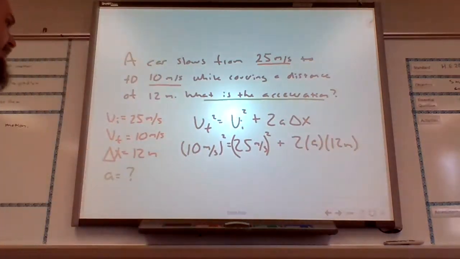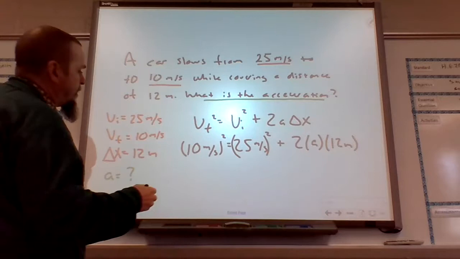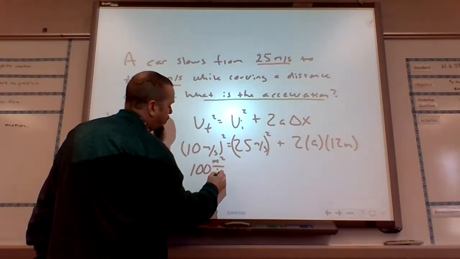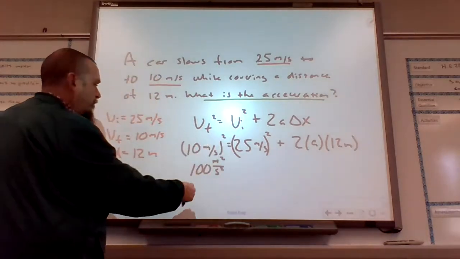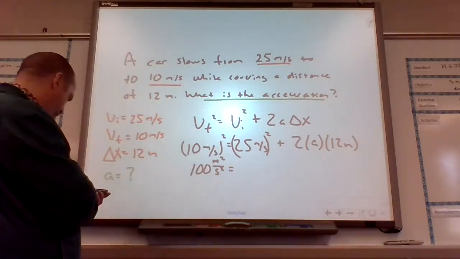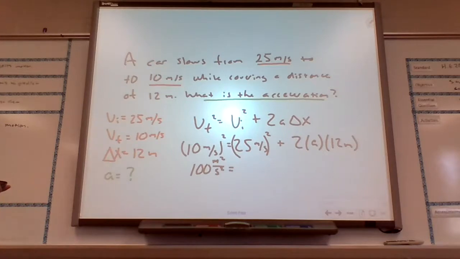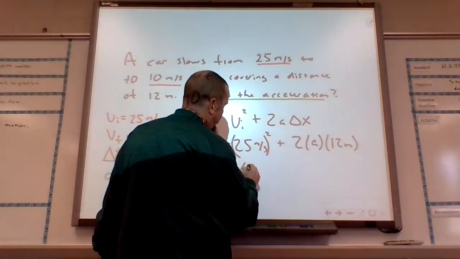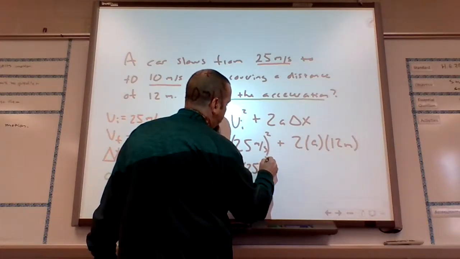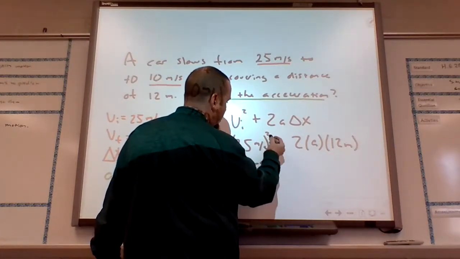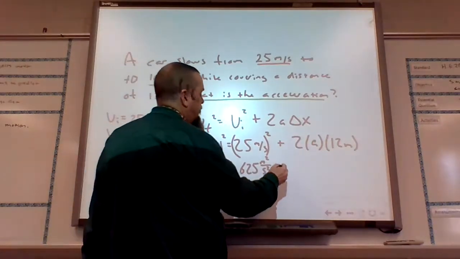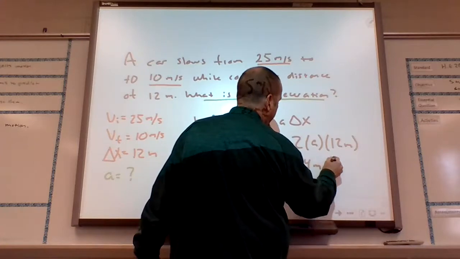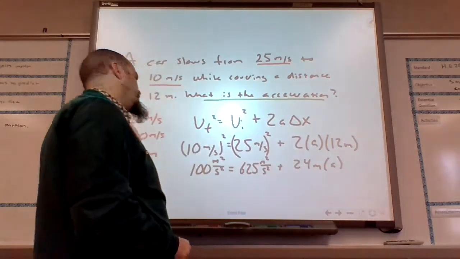Whole lot of simplification that we have to do here. So my 10 squared, that's 100. That would be meters squared per second squared. Not only do we square the number, but we have to square the unit. 25 squared is 625. And again, that's going to be meters squared per second squared. So again, not only do we square the number, but we square the unit. 2 times 12 is 24 times A.